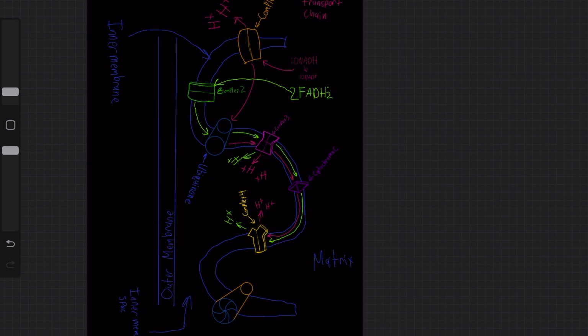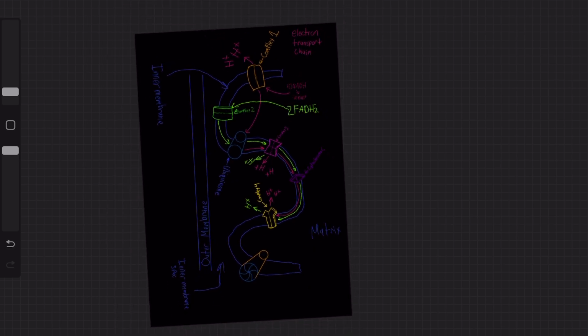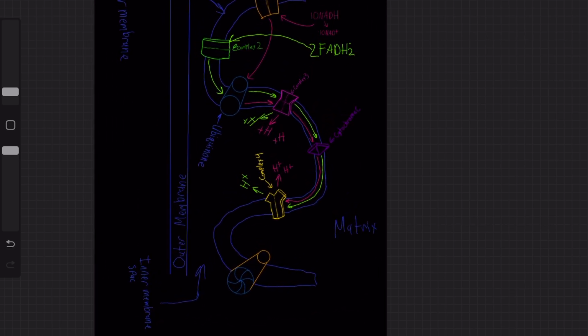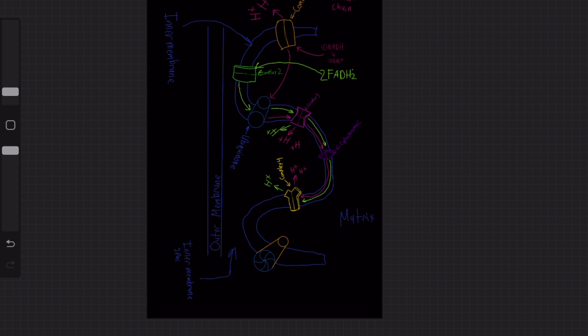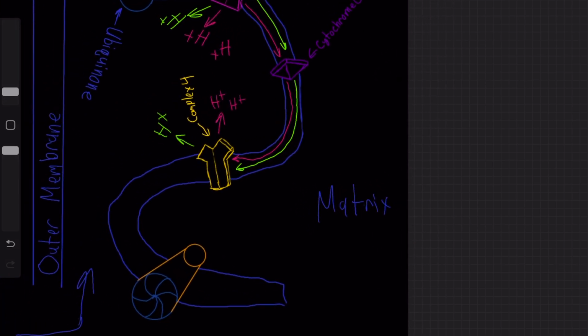Okay? Now we have all these hydrogen ions. We emptied all our trucks. Now what do we do with the hydrogen ions? And also, what do we do with the final electrons that are produced, that are kept in complex 4? So let's talk about that first.